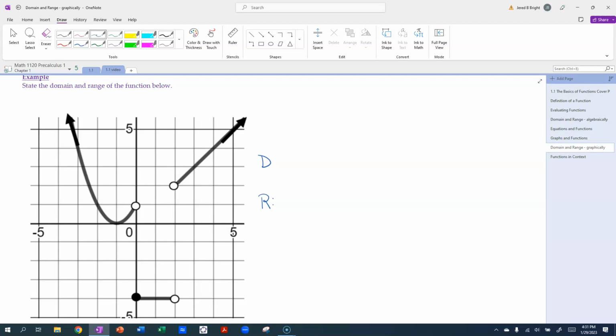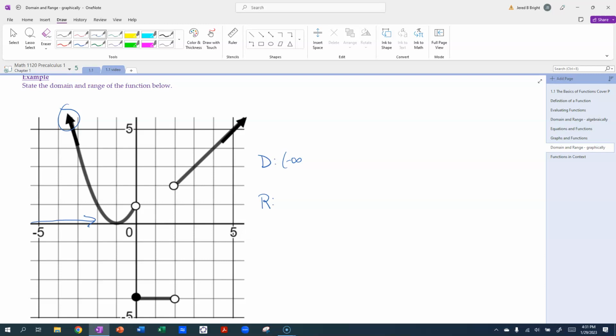So domain, again, is all the x values. How far left do I go? And then I want to continue to progress right. Where do I stop? Where do I have to exclude values? As I go from the left side of the graph, I actually have the ability to extend forever to the left because of that arrow.